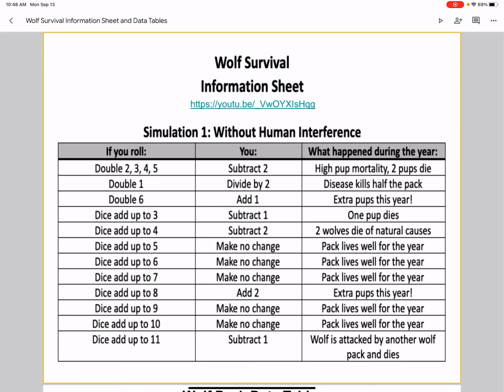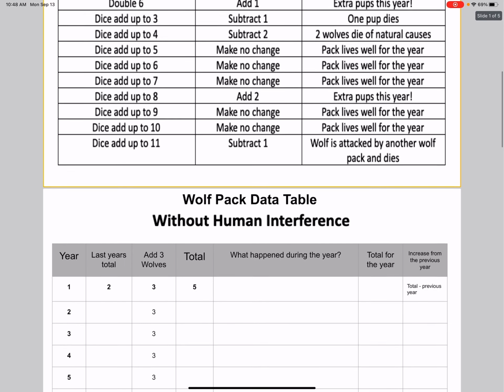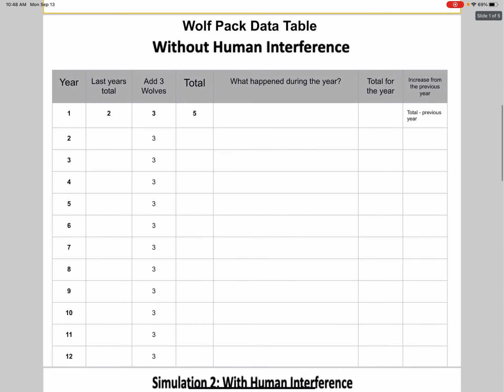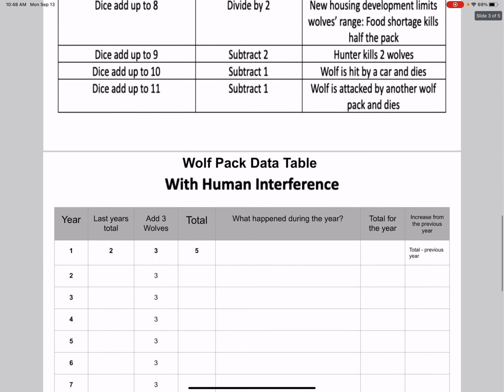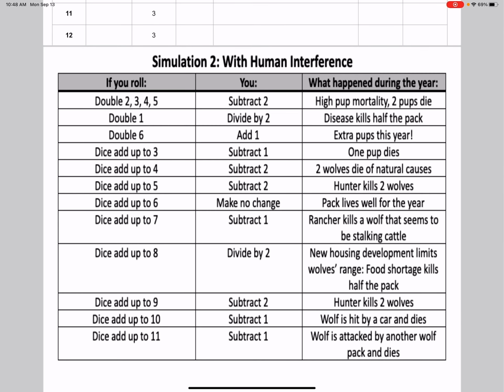So to start off, the purpose of this lesson is to have students gather data, analyze that data, and then use a little bit of math to interpret what that data means and make some assumptions moving forward with that. Now, you're going to be creating a wolf population without human interference, and then one with human interference. Each one has a separate simulation rolling package.